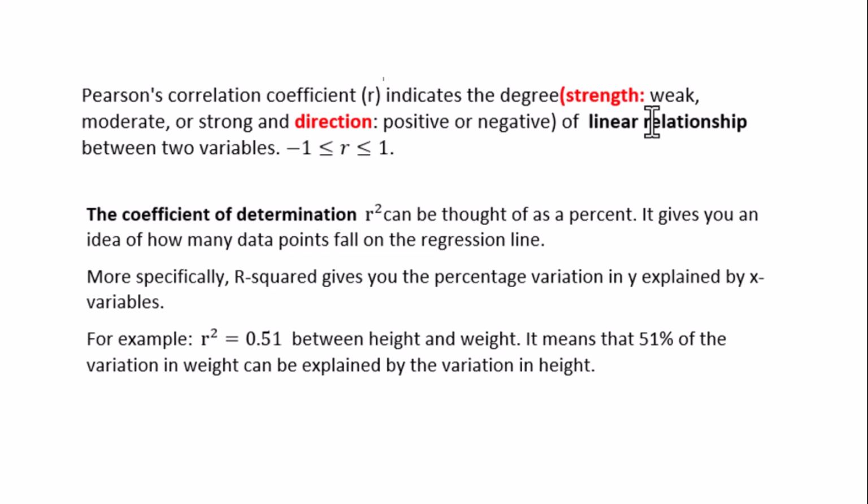The square of Pearson's correlation coefficient is called the coefficient of determination. R squared can be thought of as a percent. It gives you an idea of how many data points fall on the regression line. More specifically, R squared gives you the percentage variation in y explained by the x variable. For example, R squared equals 0.51 between height and weight. It means that 51% of the variation in weight can be explained by the variation in height.